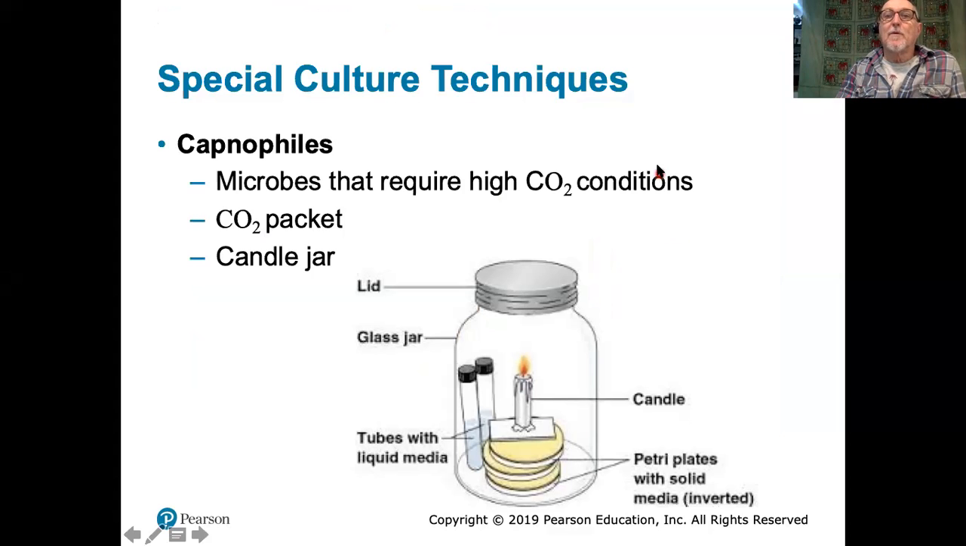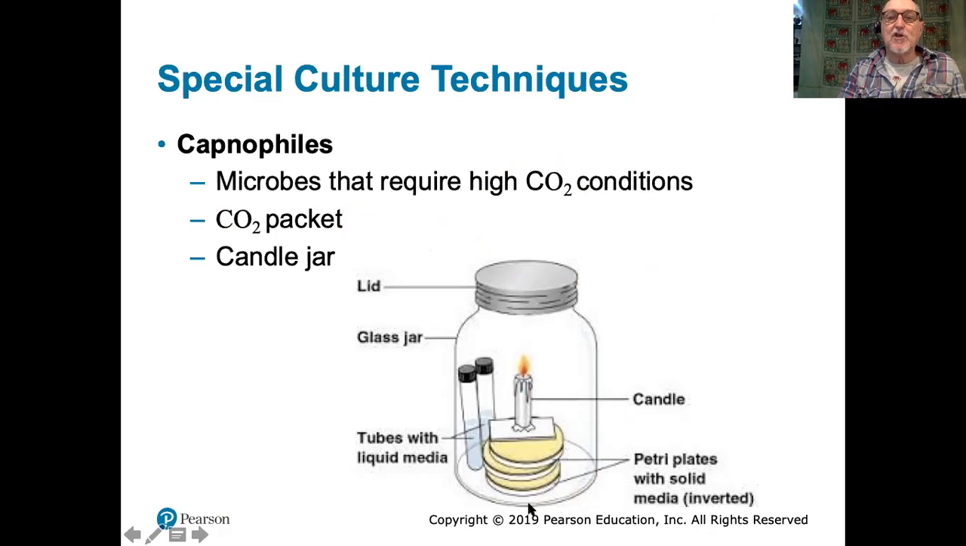Now, there's another group of bacteria, and they're quite interesting because we do encounter them clinically and in the clinical laboratory. And these are called the capnophiles. The capnophiles are interesting. They are aerobic. That is, they grow in the presence of oxygen, but they like to have high concentrations of carbon dioxide. And there are different ways of doing it. Nowadays, you can buy a packet that you open, and it produces enough carbon dioxide for them.